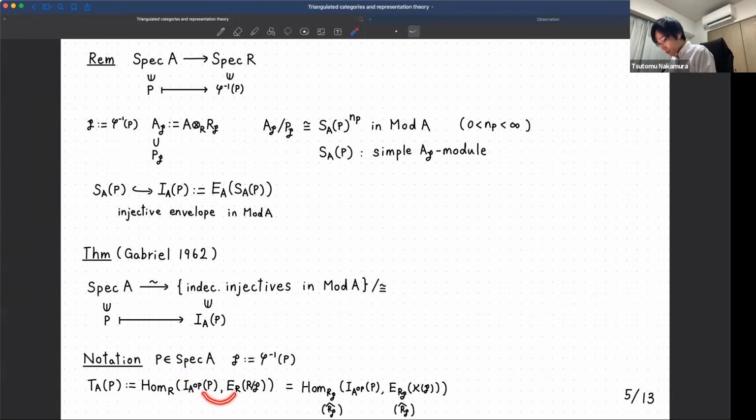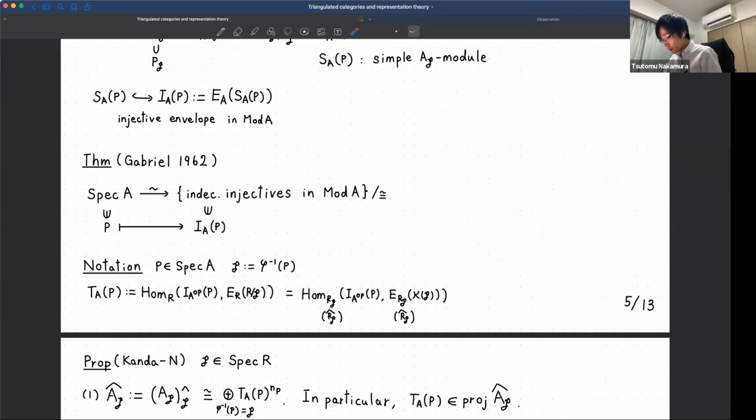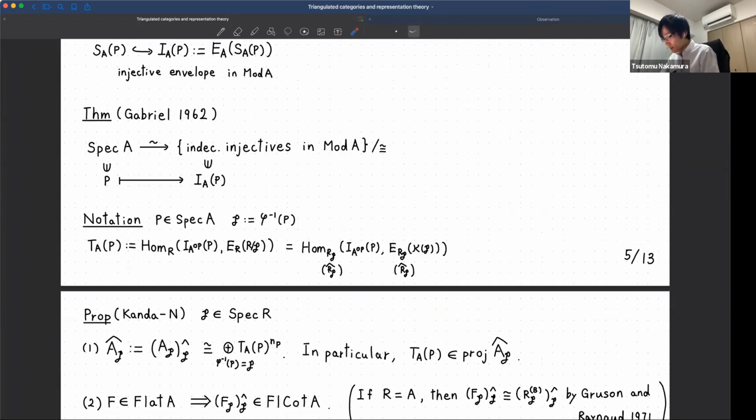And since both modules are p-local, we may replace R by R_p. And if one prefers, we may also replace R_p by the p-adic completion of R_p. So in this sense, what we defined is precisely the Matlis dual of this injective module over the local ring. And the next proposition explains what T_A(P) looks like.